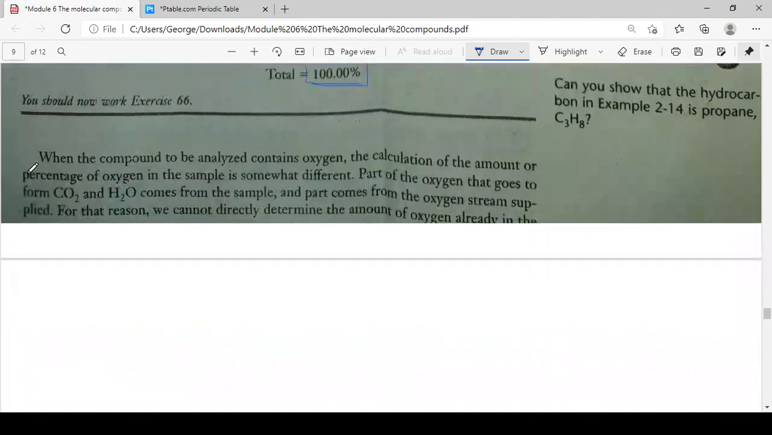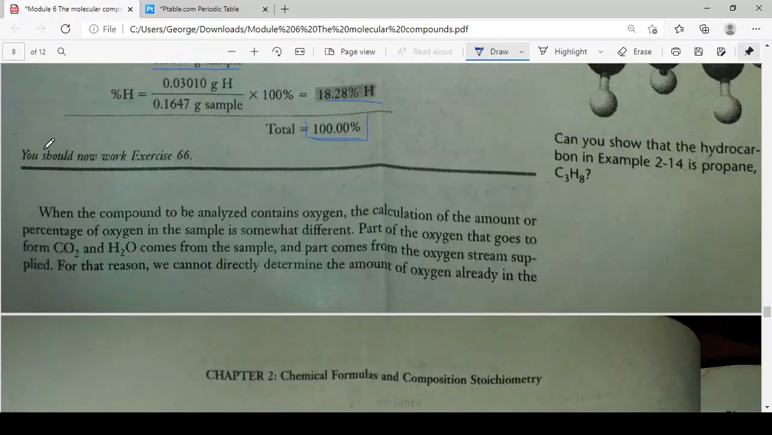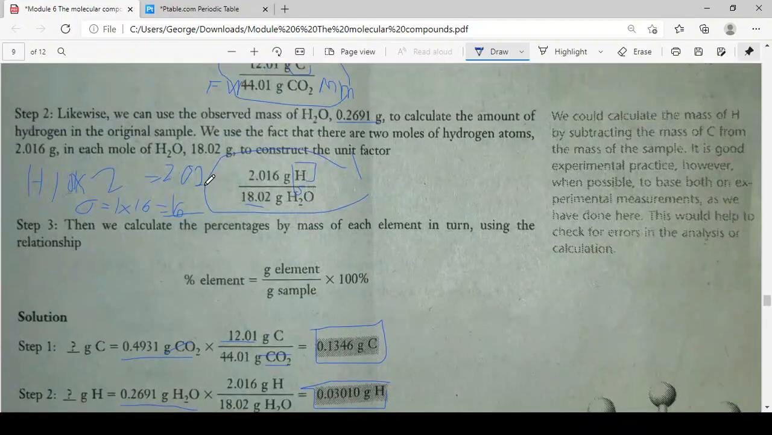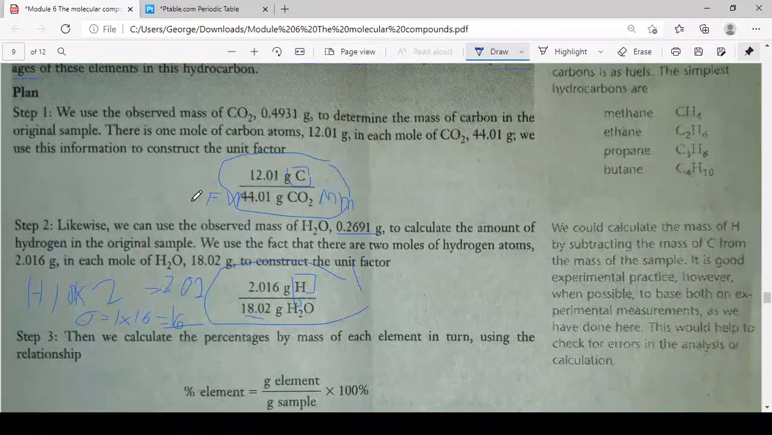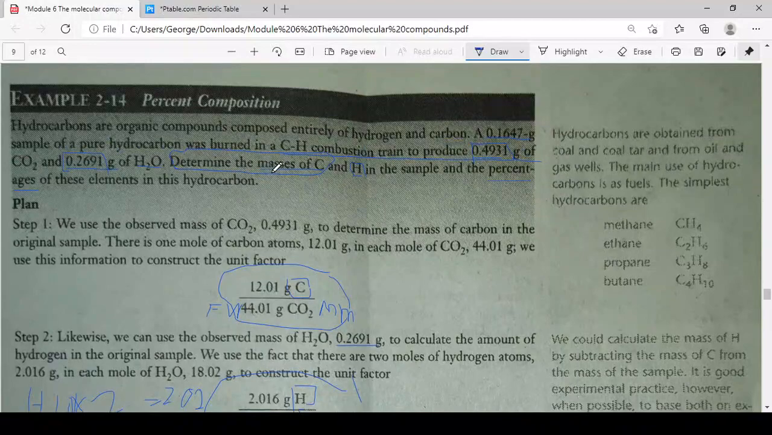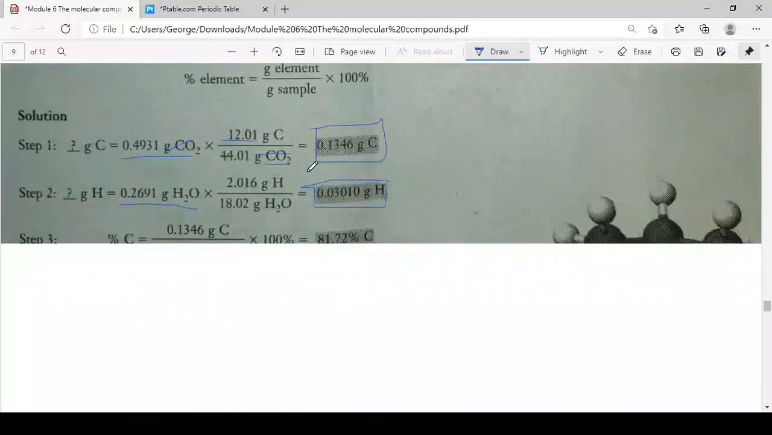So it is step 1, step 2, and step 3. And that is how you solve your percent composition when we are dealing with its masses. And you need to also get its percent composition.